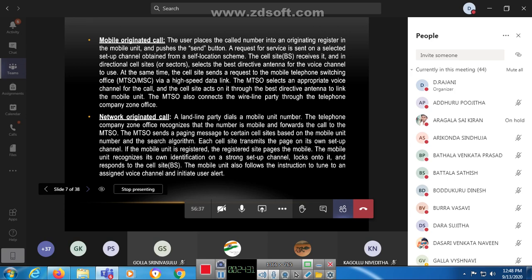Next, the network originated call. For the network originated call, you take the mobile zone office or the telephone office. From the telephone office, we recognize different types of networks like BSNL, Airtel, Idea, Vodafone, Reliance or Jio. That means for different types of networks it first recognizes, then it receives the signal, and again it will retransmit the signal. All those things are considered in the network originated call.